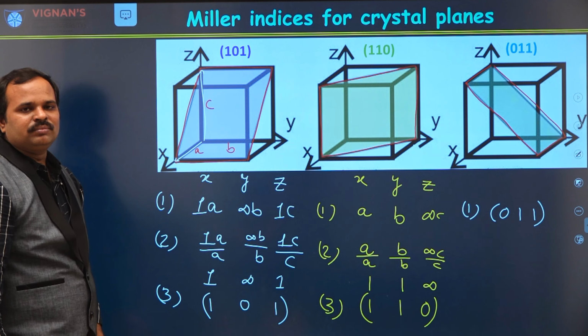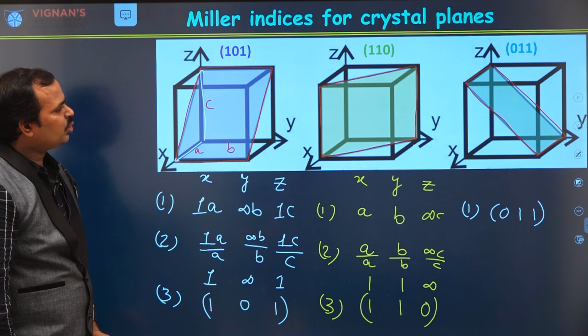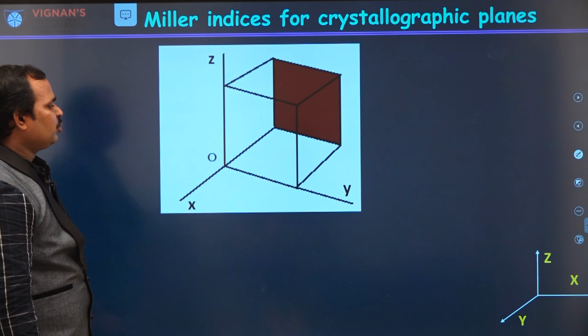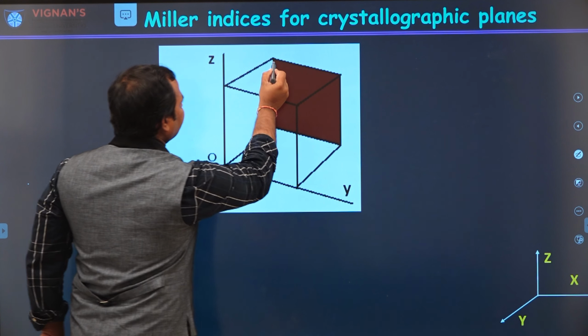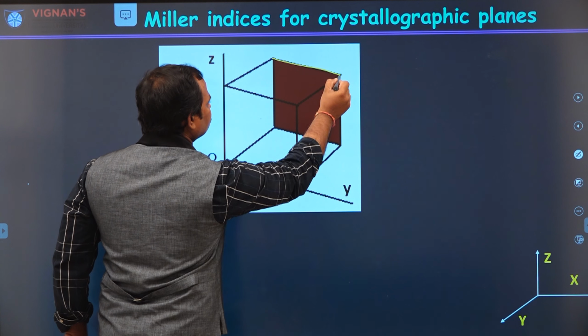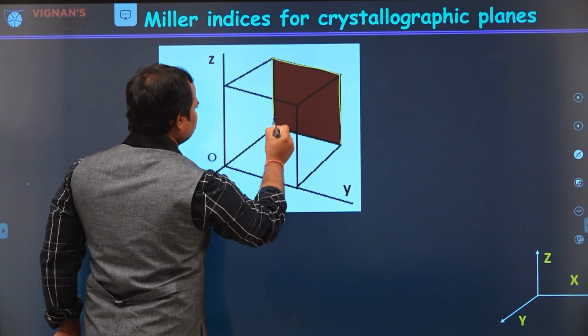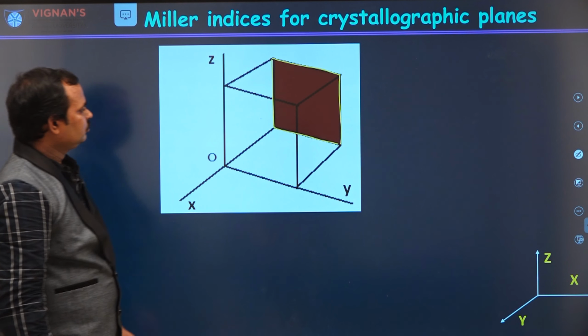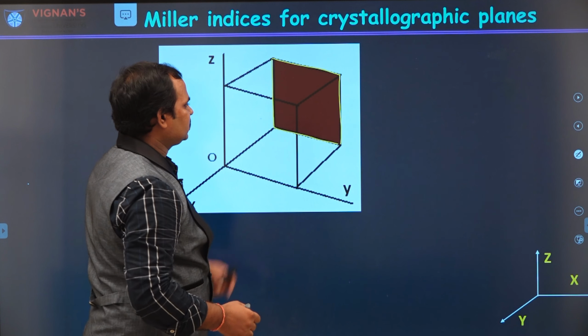This is one type of plane. Let's see some more examples, you will be more clear. This is one more example. So this is the plane that we wanted to find out. Now, find out the intercepts of this plane.